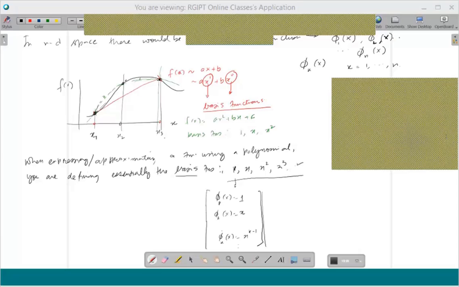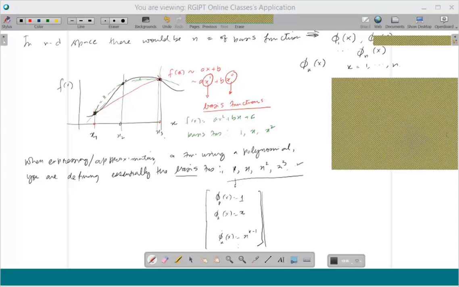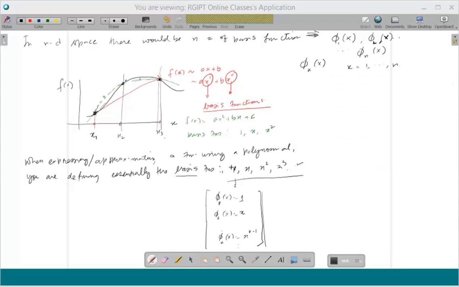Yes, that's right. Then a third order polynomial will have n plus 1 basis functions, because x raised to 0, which is 1, is also included. Correct. But remember, if I have three points, I have a second order polynomial, which is three degrees of freedom. Therefore, three basis functions are required. Okay, all right.